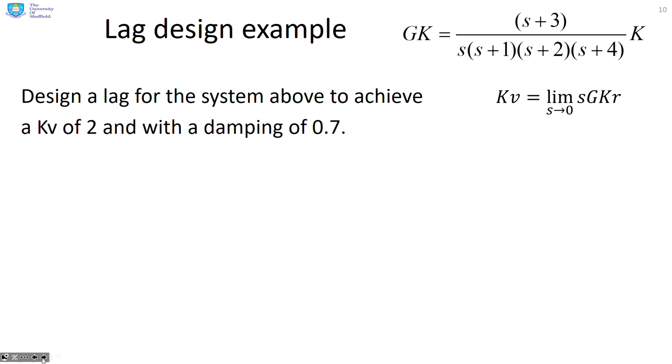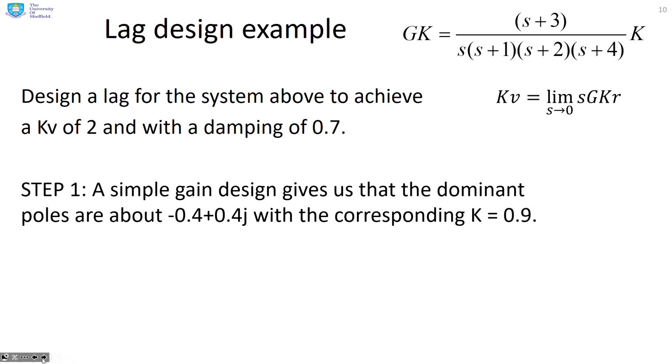So here's an example. Design a lag for the system above to achieve a ramp error constant of 2 and a damping ratio of 0.7. So step 1, a simple gain design gives us that the dominant poles are roughly at minus 0.4 plus or minus 0.4j with a corresponding K of 0.9.